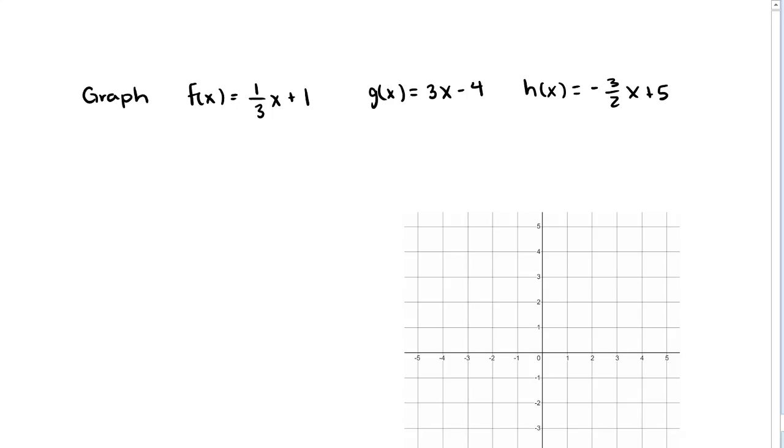Okay, so let's take a moment to graph these functions, f, g, and h of x. And I encourage you to pause the video and try and graph these out first yourself, and then we can go over them together afterwards.